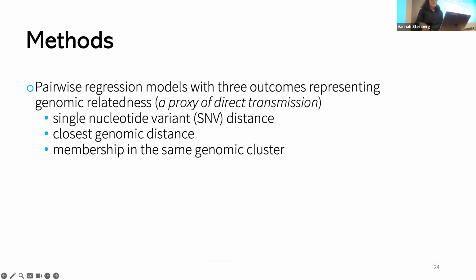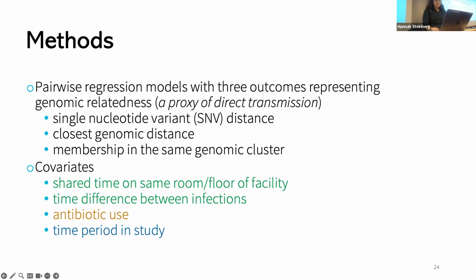So what I did is I developed this pairwise regression model, and I used 3 different outcomes representing genomic relatedness for the outcome of these models, which are supposed to be a proxy of direct transmission. And on the next slide, I will get into more about how these are defined. But there's single nucleotide variant distance, closest genomic distance, and membership in a genomic cluster.